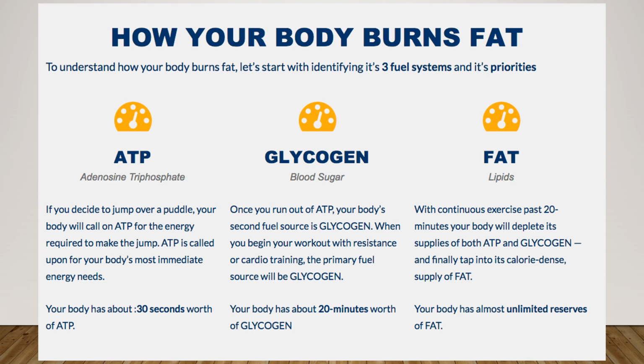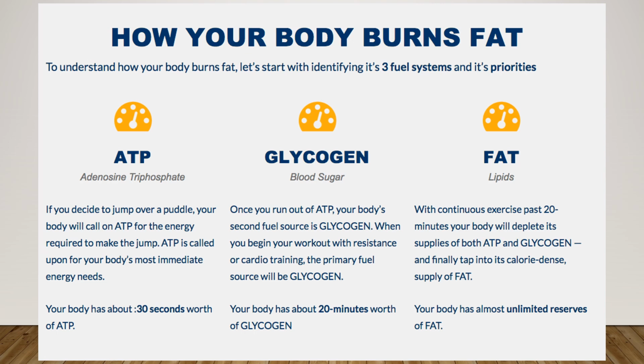Generally, whenever you want to perform some exercise, your body will call for ATP for the energy. Okay, come on, I need energy, send it across. And this energy is received from ATP. ATP is your body's most immediate, so that's the first immediate source of energy. Your body has 30 seconds' worth of it.